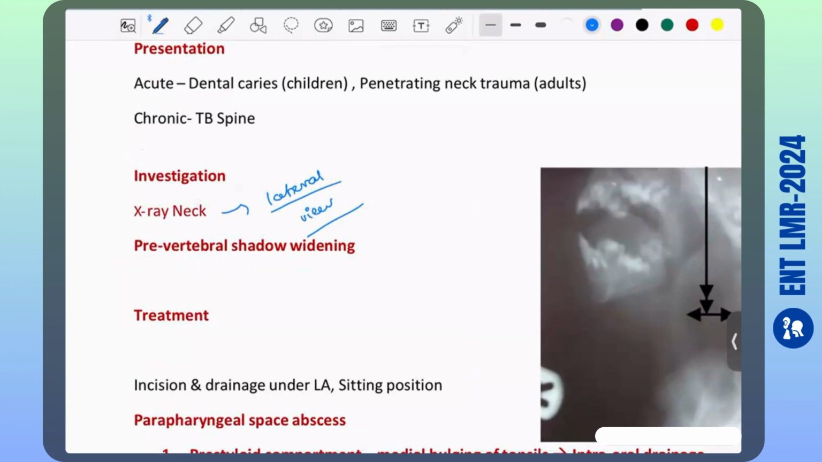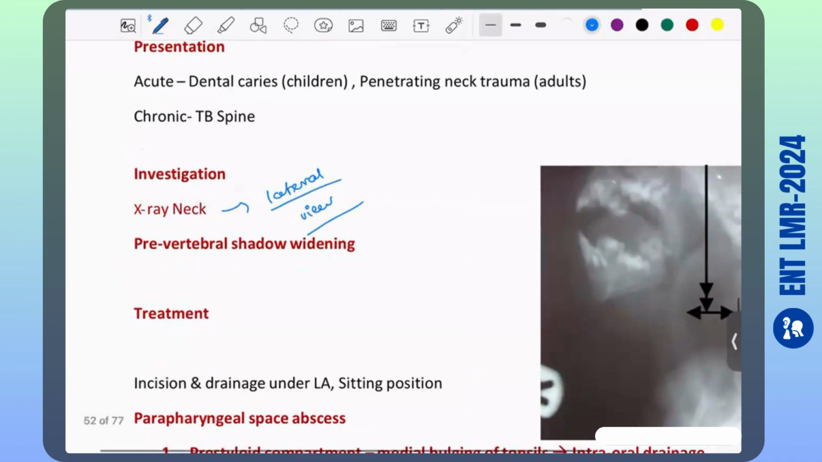Treatment for retropharyngeal abscess is incision and drainage under local anesthesia in sitting position. The patient will be having posterior pharyngeal wall which is filled with pus. If you do a general anesthesia, the endotracheal tube may puncture the site. So to avoid that, you should do the incision and drainage in a sitting position.